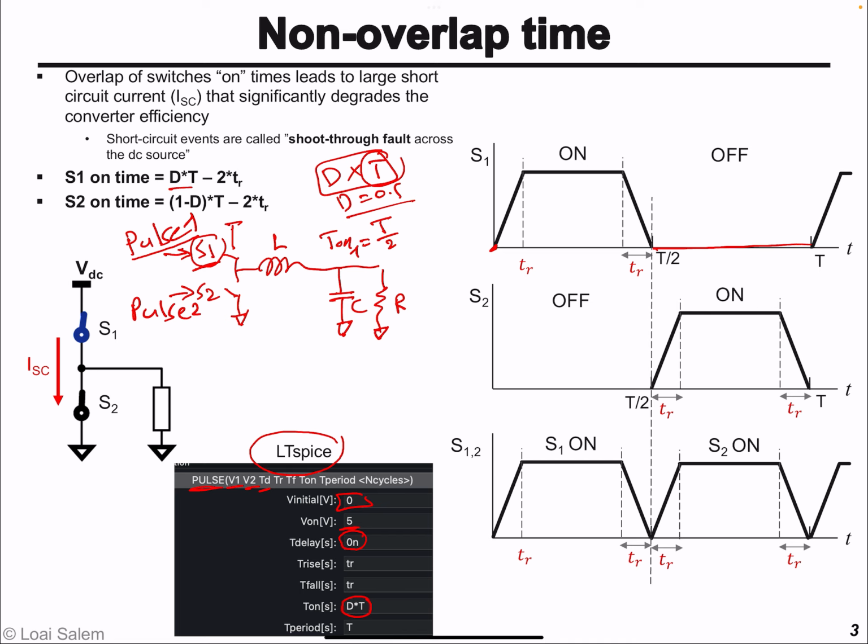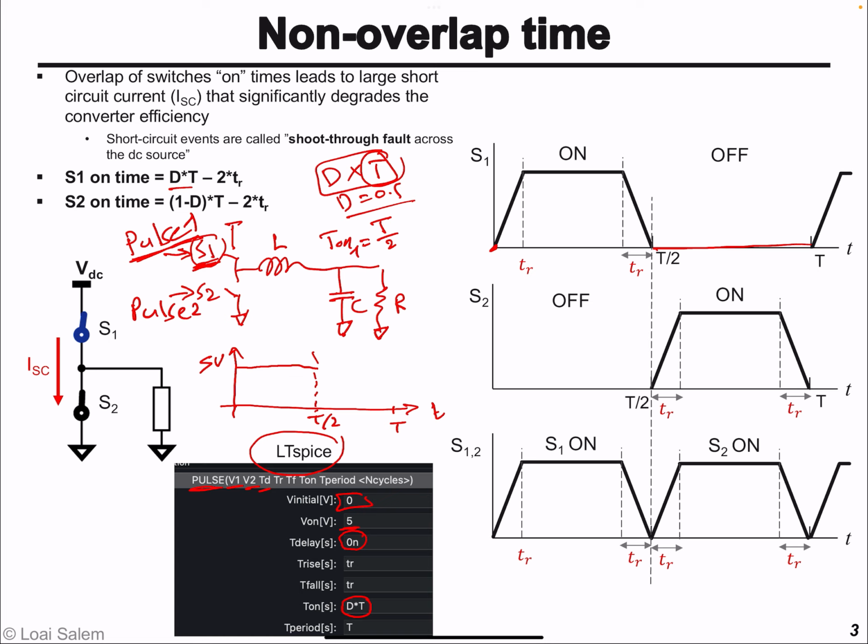So how would it look like? Well, if we sketch it here, this is basically time, this is T over 2, and this is the cycle time T. So the signal S1, the clock or pulse 1 that's driving S1, will be on at time 0 equal to 5 volts, and it will stay on for T over 2 time.